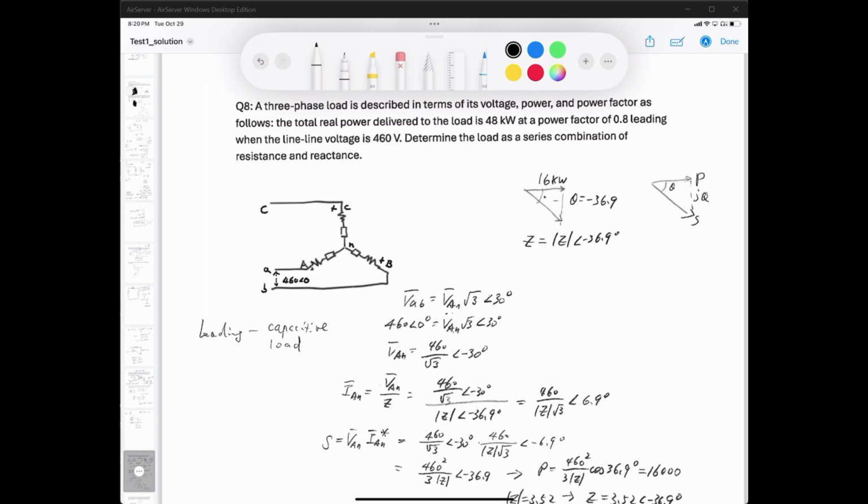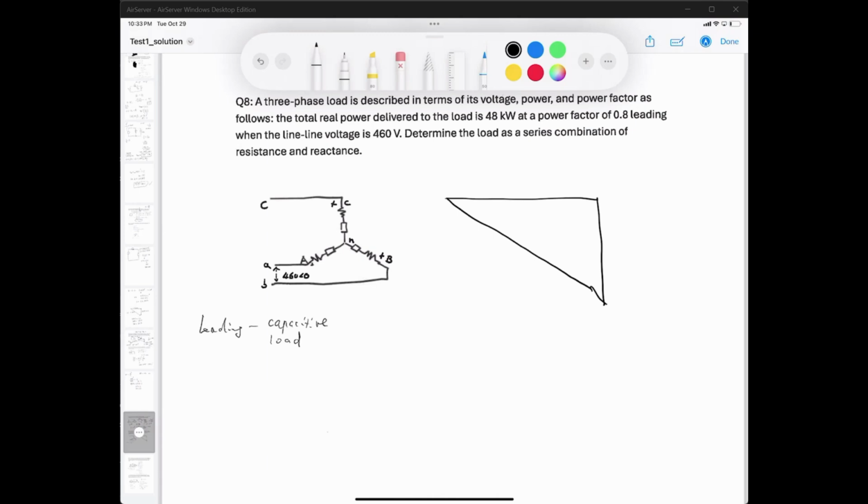Right, let me erase this work and start. Alright, so we know that we have 48,000 W of real power. And we know the angle here is going to be the inverse cosine of 0.8, which is 36.87 degrees.